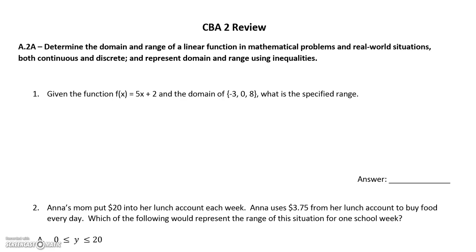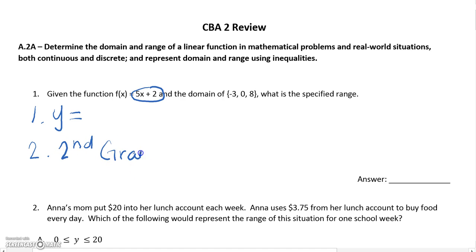So in your calculator, you would go to y equals and type in 5x plus 2. And then after that, you go to second graph. And they told you the domain is -3, 0, and 8. So they gave us the x values. You have to find the y values. And you'll write your answer just like they gave you the domain, commas, and there should be 3 numbers. You just have to make sure you write them from least to greatest.